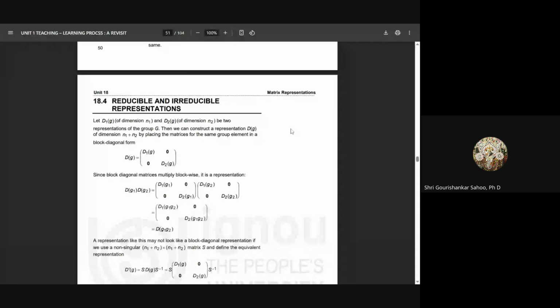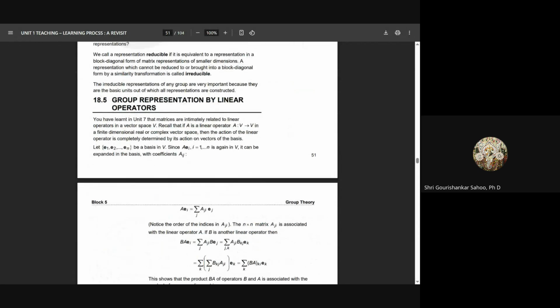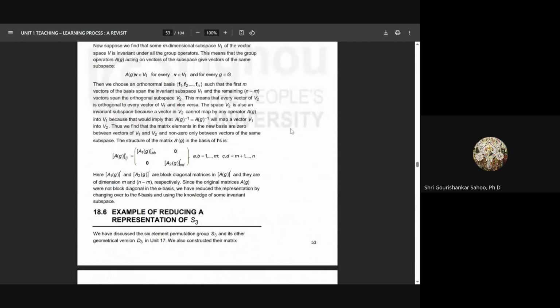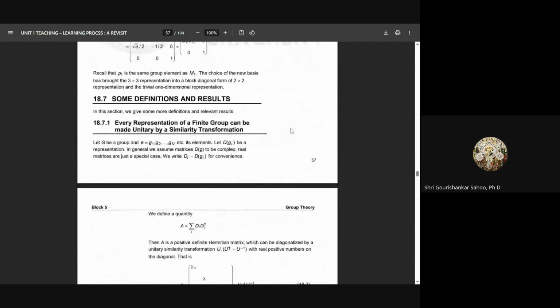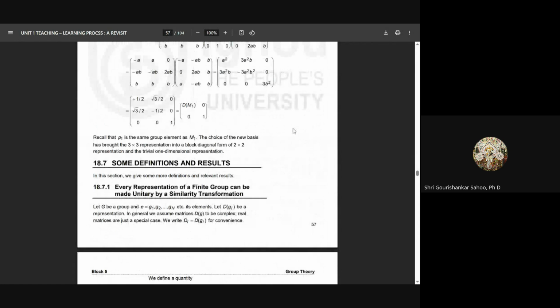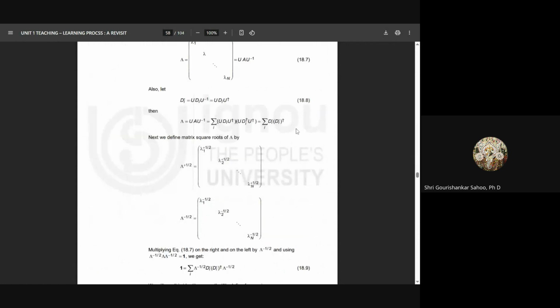Then some representations can be reducible and some are not reducible. They are called irreducible. You can represent it in an operator formalism, which I have shown you in quantum mechanics class. Then every representation of a finite group can be made unitary by a similarity transformation.